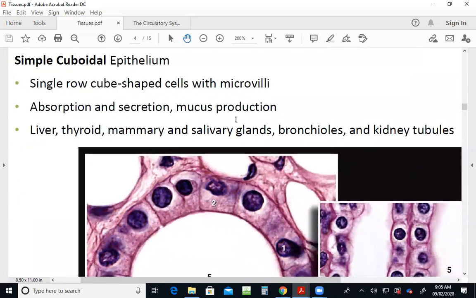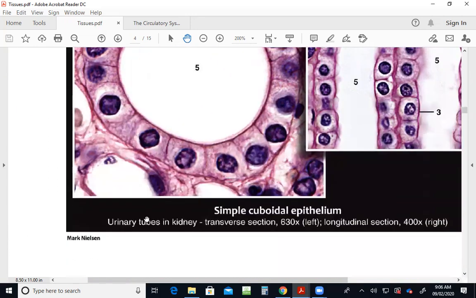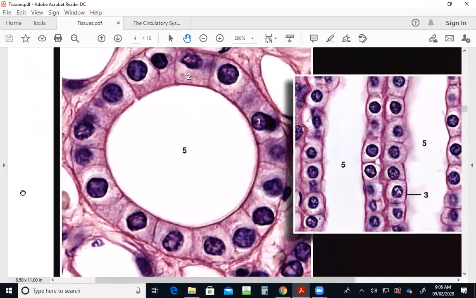Our next tissue is called simple cuboidal. Once again, simple means 1 layer thick. Cuboidal tells you the shape is cube or kind of square shaped. Typically, these cells have microvilli. Remember, those are little finger-like extensions, allowing for absorption, secretion, to push stuff out or bring it in, like mucus, which can be pushed out. A lot of our glands and tubules, like the liver, thyroid, mammary, salivary glands, have this. Bronchioles, which are in your lungs, kidney tubules, which are in your kidneys, which are what are shown here at the bottom of the page.